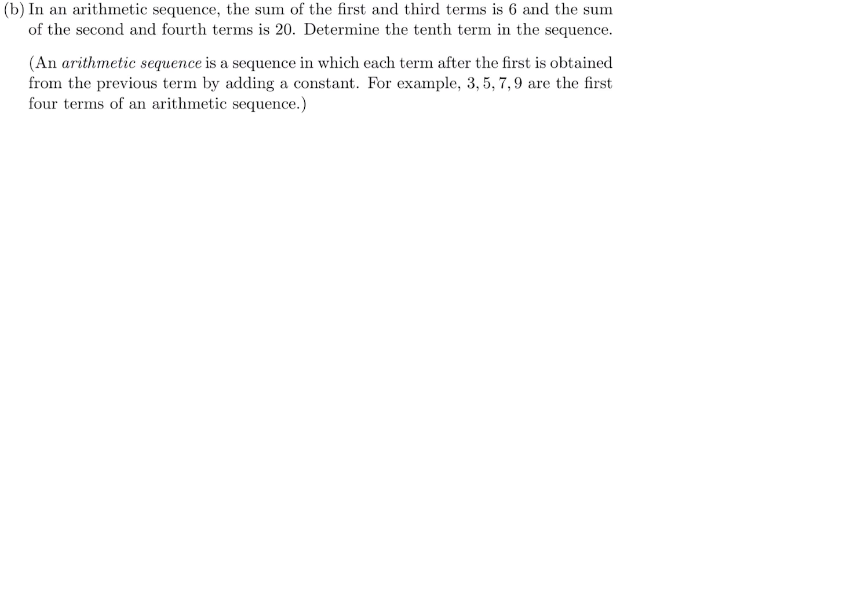In an arithmetic sequence, the sum of the first and third terms is 6. The sum of the second and fourth terms is 20. Determine the 10th term in the sequence. An arithmetic sequence is of the form A plus D, A plus 2D, A plus 3D, A plus 4D, and so on, right? So we are concerned with what? How many terms we had? First, third, second, fourth, and 10th.